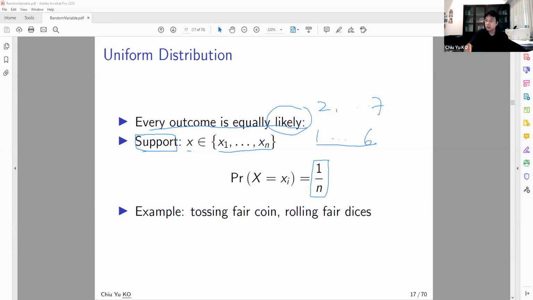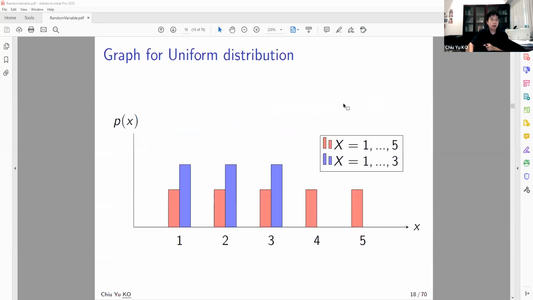Is that clear? Is that clear for this one? Okay. And if you have x from 1 to 5, then everything is equal if you try to draw. I should be more careful. This should be big P instead of small p, because the way I use the notation should be the big P.